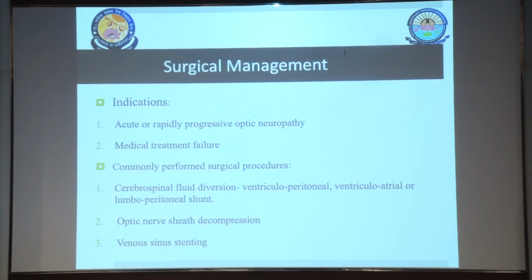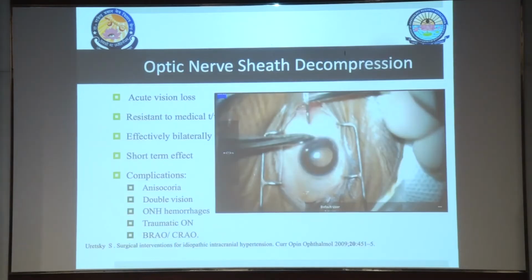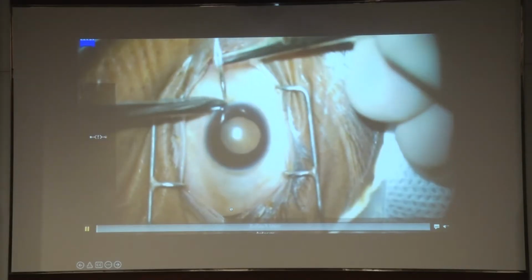Then you have surgical management, which is done only in refractory cases where the patient is not responding to maximal medical therapy. Surgical management can be done in the form of CSF diversion, optic nerve sheath decompression, or venous sinus stenting. As ophthalmologists, our most common surgical modality is optic nerve sheath decompression. And this is the video showing the same.